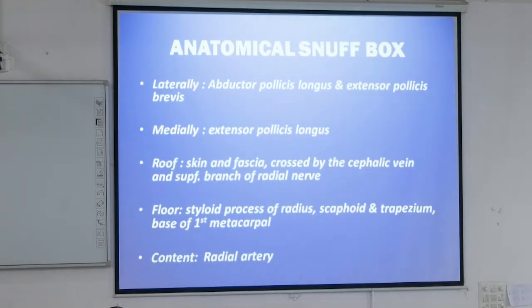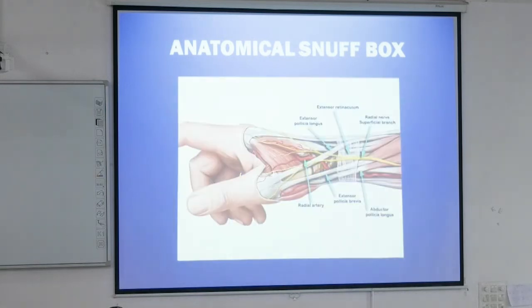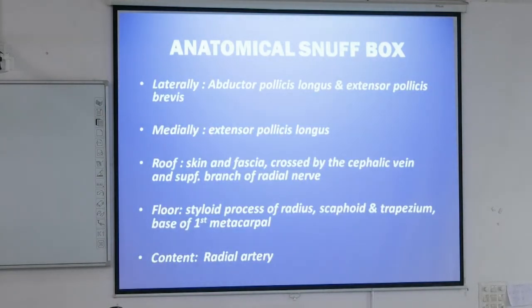Now laterally, abductor pollicis longus and extensor pollicis brevis. Medially, extensor pollicis longus. Roof: the skin and fascia crossed by the cephalic vein and the superficial branch of the radial nerve. And floor: the styloid process of the radius, scaphoid and trapezium, base of the first metacarpal. Content: radial artery. Now you can see, I told you the bones, I told you the picture, and the anatomical snuff box, the tendons which are related and forming it.